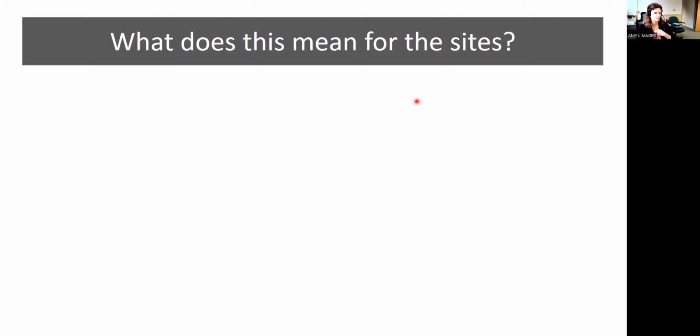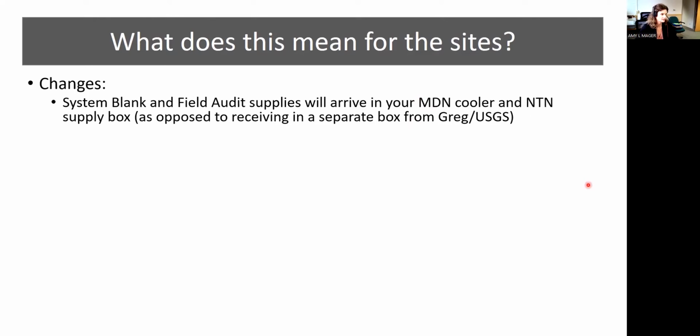The main purpose of this training is that because we at the lab are taking over these programs, there are going to be a few changes, and we wanted to make sure that you all were aware of that and weren't taken by surprise. So what do these changes mean for the sites? Your system blank and field audit supplies are going to start arriving inside your MDN cooler and your NTN supply box, as opposed to receiving these in a separate box from Greg and his team at the USGS.